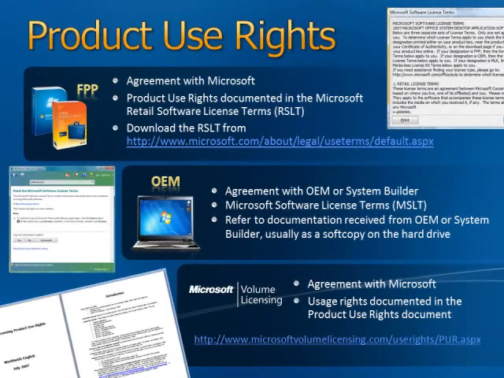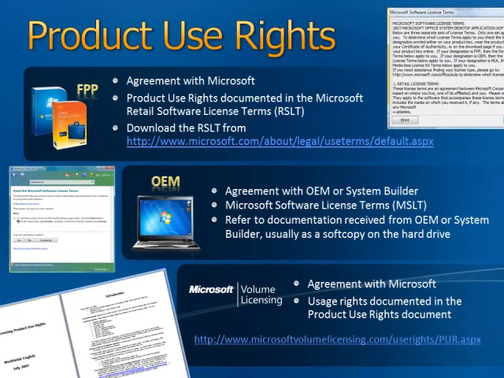So the usage rights that you have with your software do vary depending on how you've purchased them. And these are all laid out in a number of different documents. So if you buy through full packaged product, there's a document known as the Retail Software License Terms, which dictate what you can and cannot do with that full packaged product software. And the agreement that the end customer has is with Microsoft.